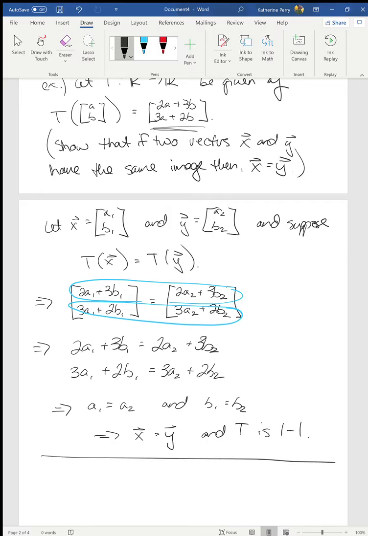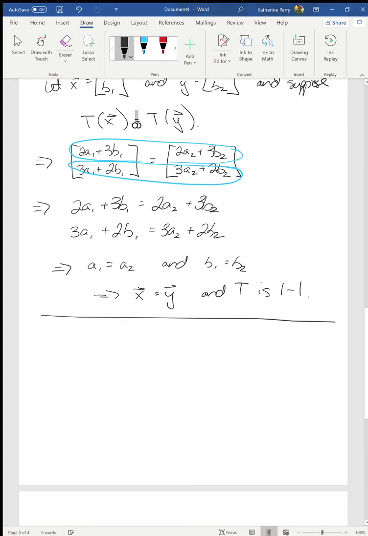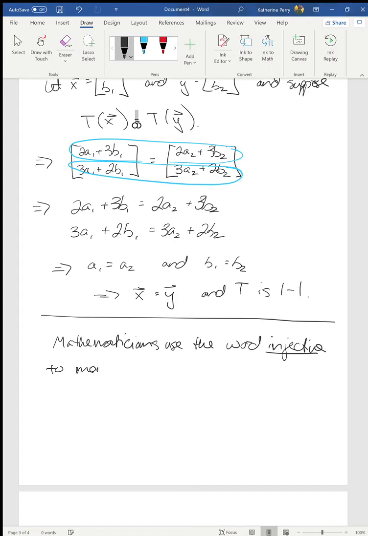Okay, and lastly, let me say that there is a mathematical word for 1-to-1 as well. So oftentimes you'll hear mathematicians use the word injective to mean 1-to-1. And all that is just a fancy word for this definition that we know.